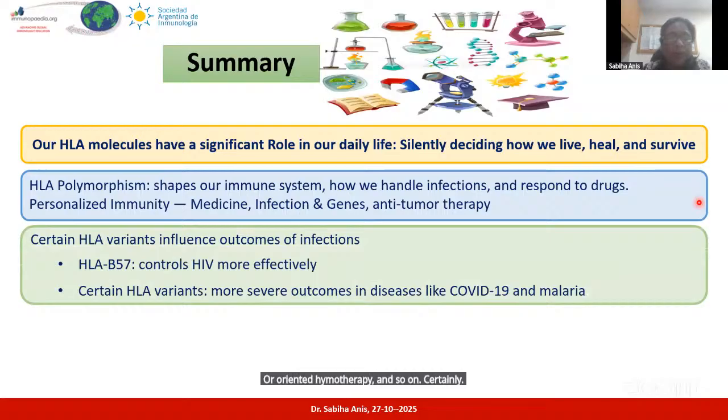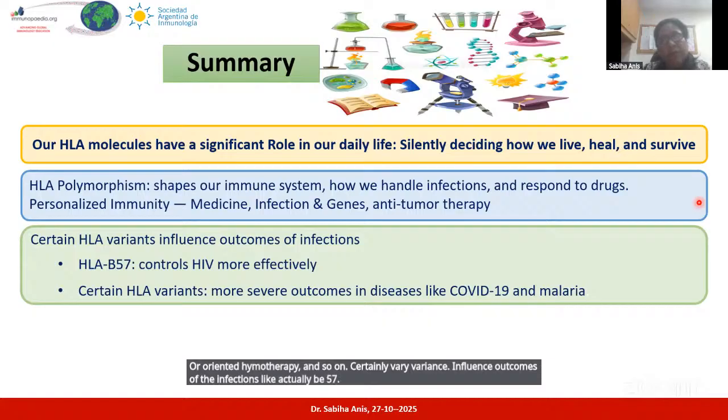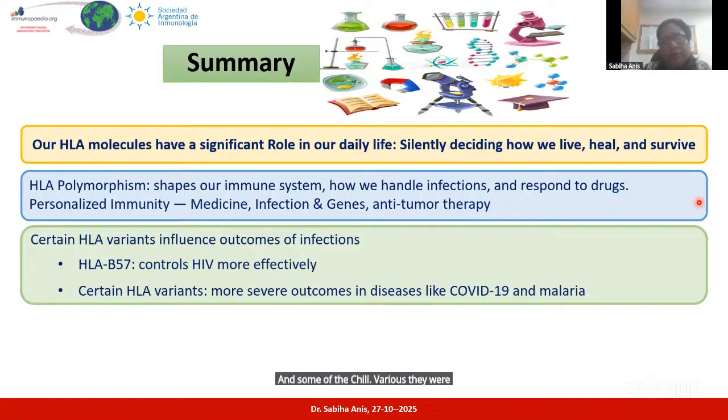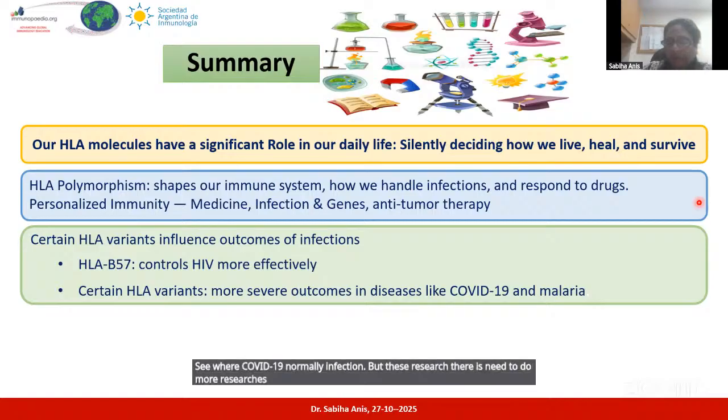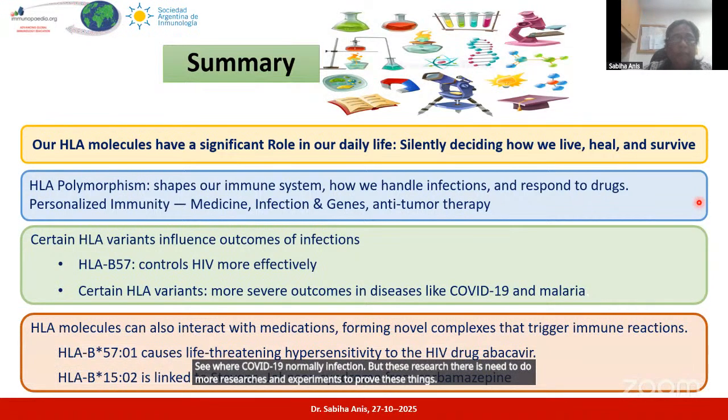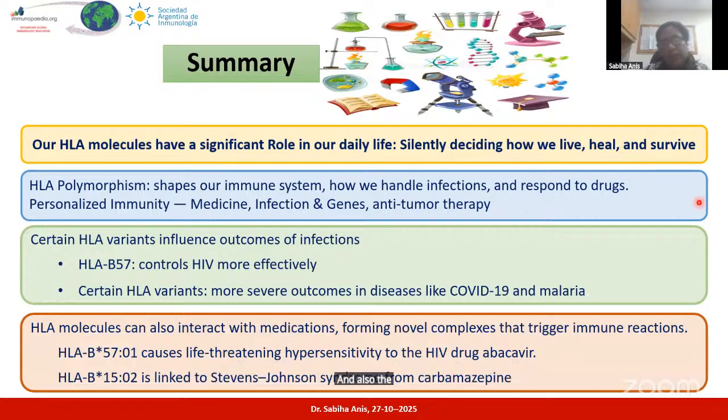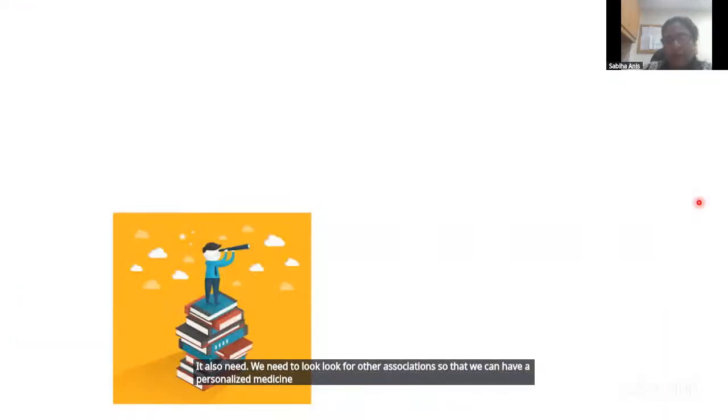Certain HLA variants influence outcomes of infections, like HLA-B57, and some of the HLA variants were associated with severe COVID-19 or malaria infections, but there's a need to do more research and experiments to prove these things. And also the interaction with medication and association with drugs: we need to look for other associations so that we can have personalized medicine for drug therapy.